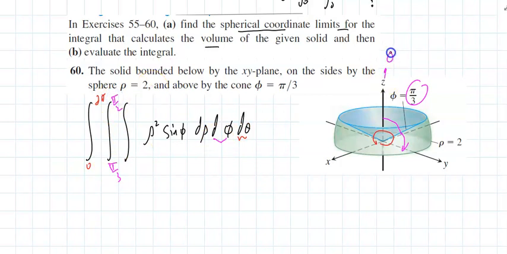Remember, this is phi equals 0. And if I look at rho, it tells me right there that rho is running from 0 all the way to 2. And that would be it.